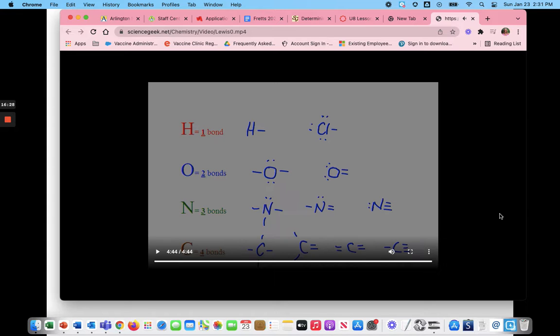Okay, so at this point, I am going to move on to a different lesson. In the next lesson, we will talk about examples of using the honk rule to actually draw these structural formulas. But we'll take a break here at this point in the lesson.